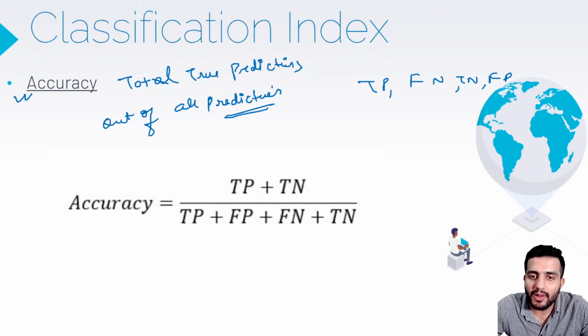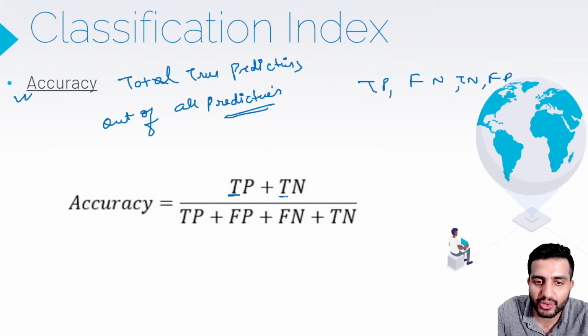So out of all the predicted cases, whether it is false or whether it is true, I'm least bothered with that. Out of all the predicted cases, how many times am I correct? Correct means whether it is positive or whether it is negative, I'm least bothered. I'm only looking for the true cases, all the true cases.